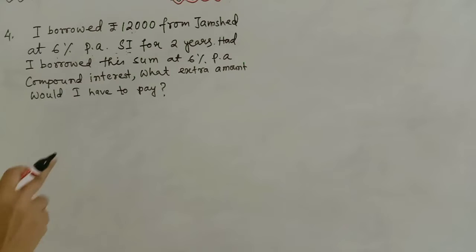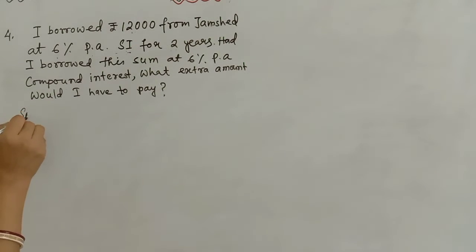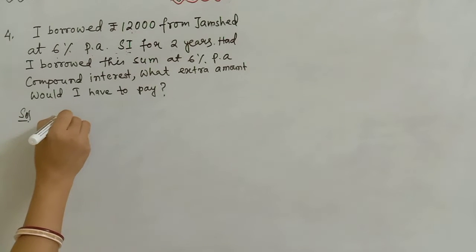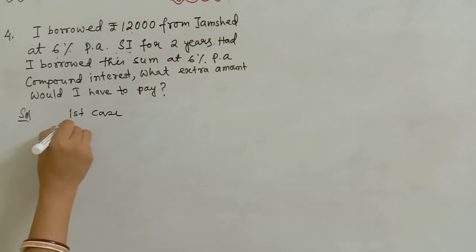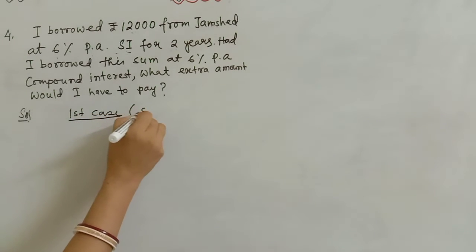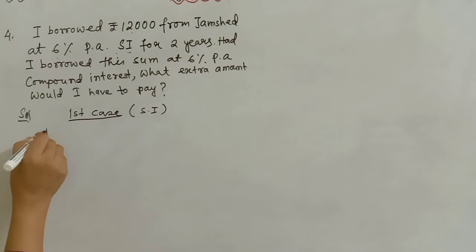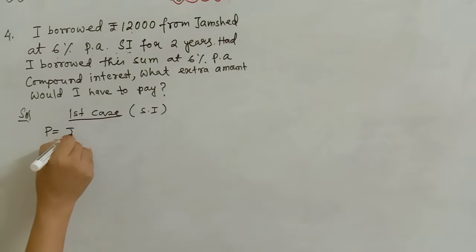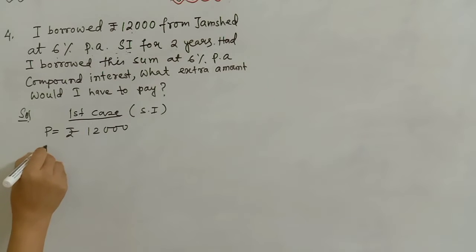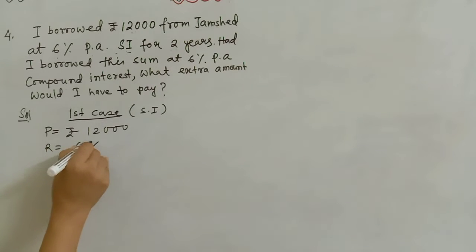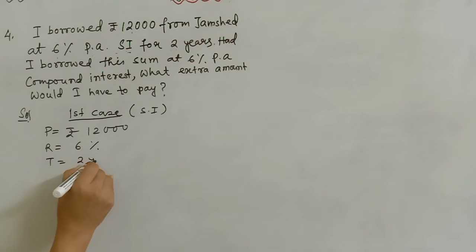So for the sum, first you arrange this in this way. When you are solving it in simple interest form, first case, it is simple interest form. Okay, principal is rupees 12,000. Rate percent is already given, 6%, and time 2 years.